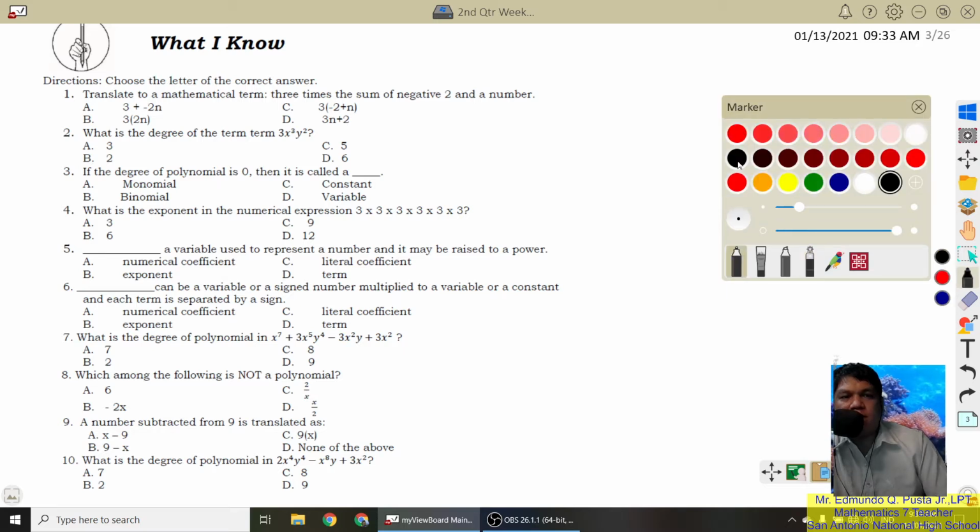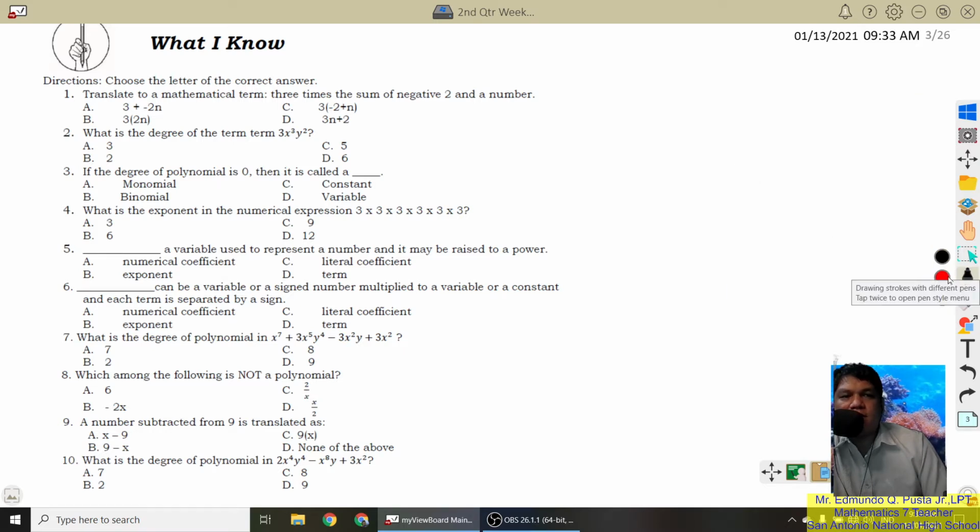Let me give you a minute to think about it. So 3 times the sum of negative 2 and a number. So obviously, this is letter C. The next one, what is the degree of the term, okay, which is 3x cubed y squared? Okay? So we have x cubed y squared. Okay? The answer there will be letter C, 5.